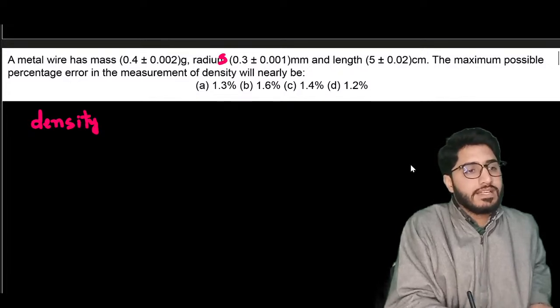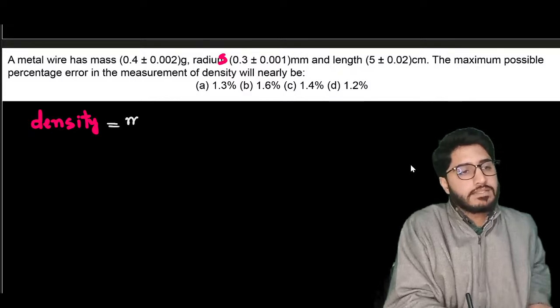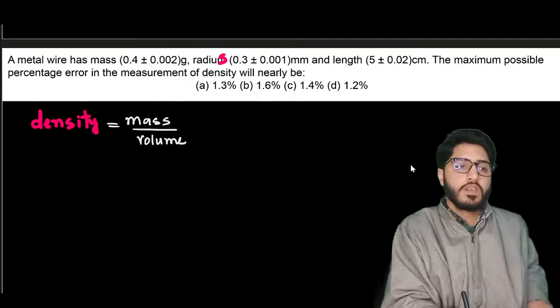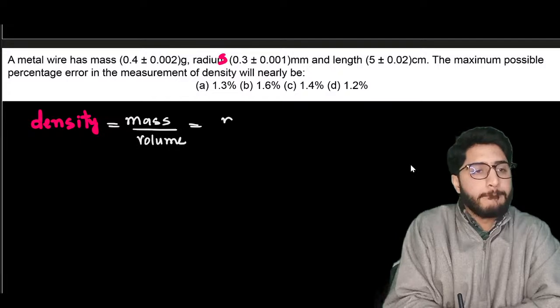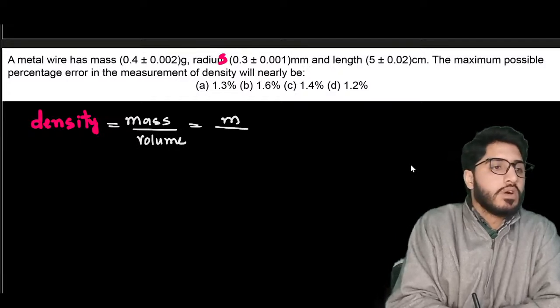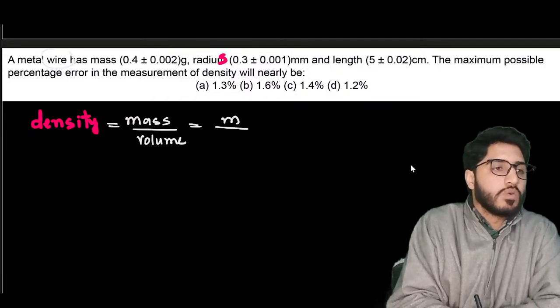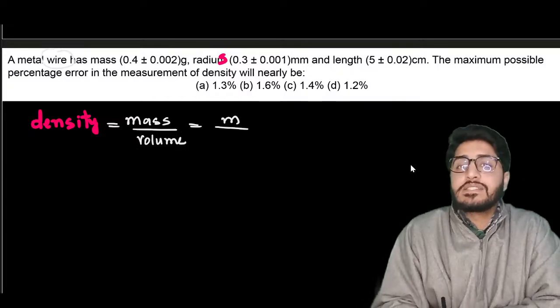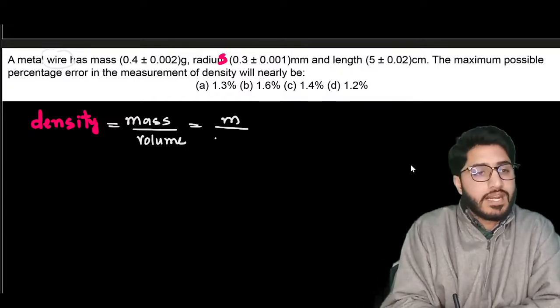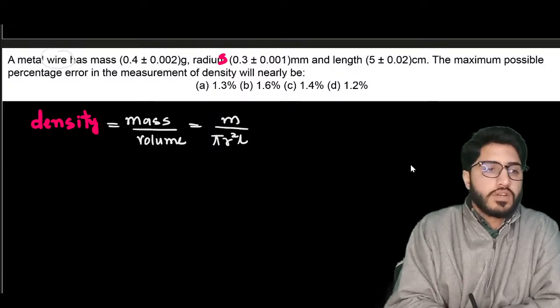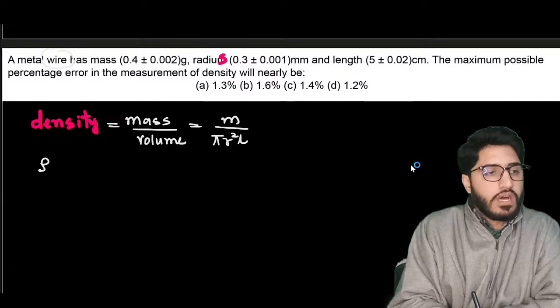Density is mass per unit volume. Clear? So mass is m. What is the volume of a wire? I guess it is pi r square L. So I can write pi r square L. Now density is rho. So rho equals m divided by pi r square L.